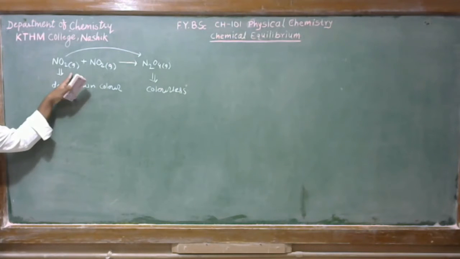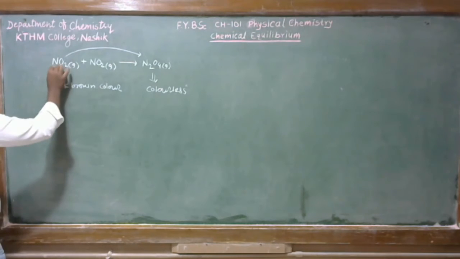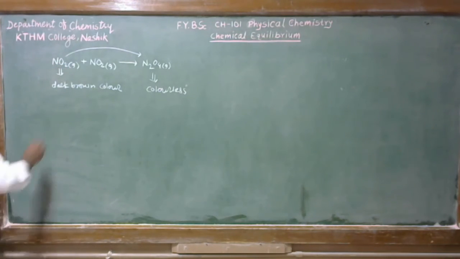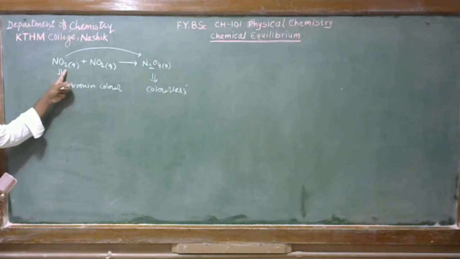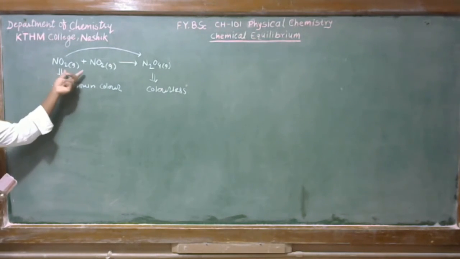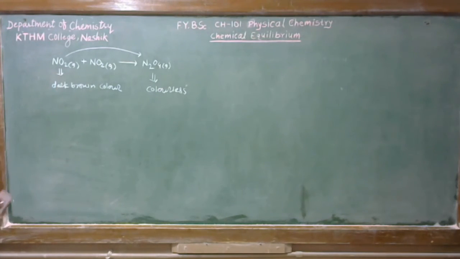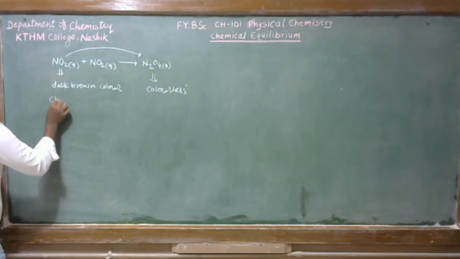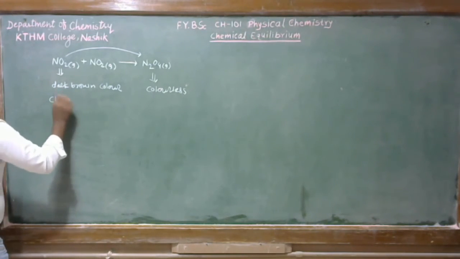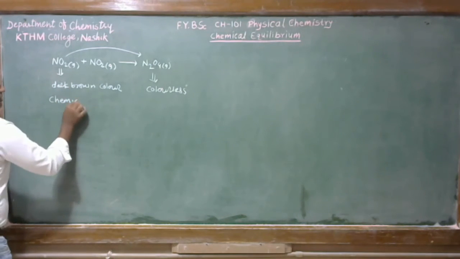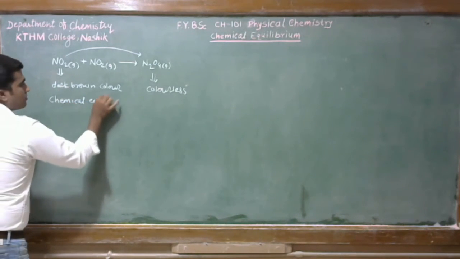But over a period of time, we will observe that the contents of the glass vessel do not become colorless. That is, the brown color of NO2 becomes constant. That is, the concentration of NO2 gas will not change, and this reaction will attain a chemical equilibrium. So this is the most important thing in a dimerization reaction, the chemical equilibrium.